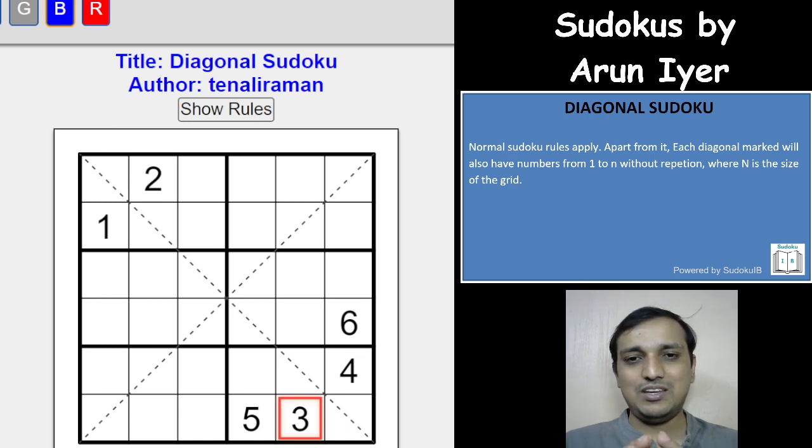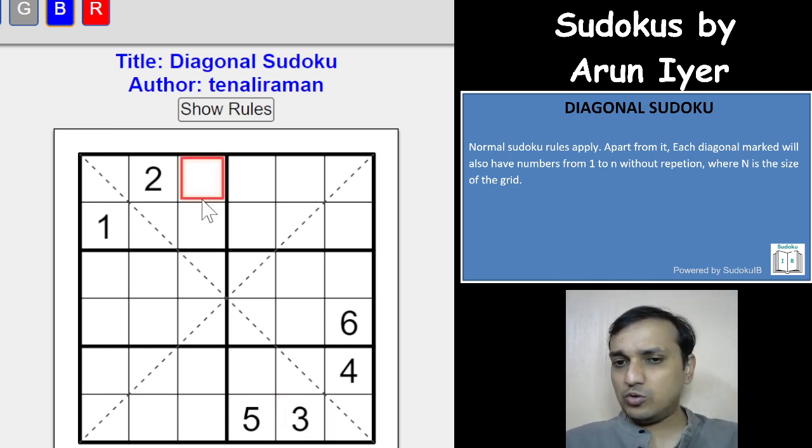The 9x9 diagonal was my favorite Sudoku in the contest, and I thought of covering a video on this one. And many other people actually loved the diagonal Sudokus. Even the 6x6 Sudoku was not very easy. It was a really tough one. So let's see if you are able to crack the Sudokus.